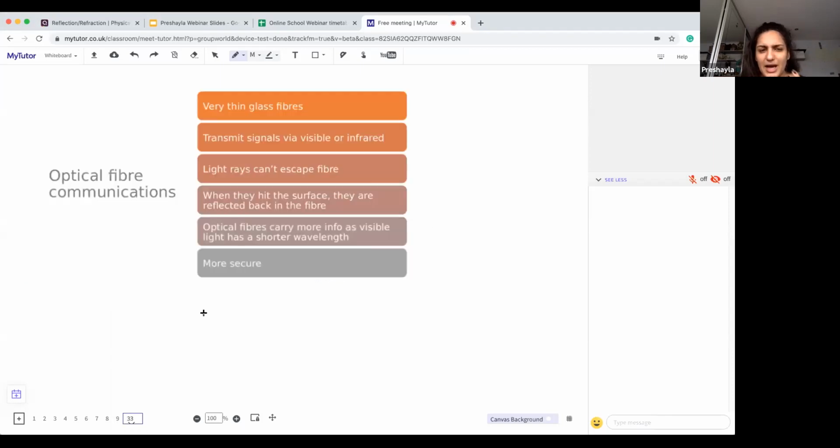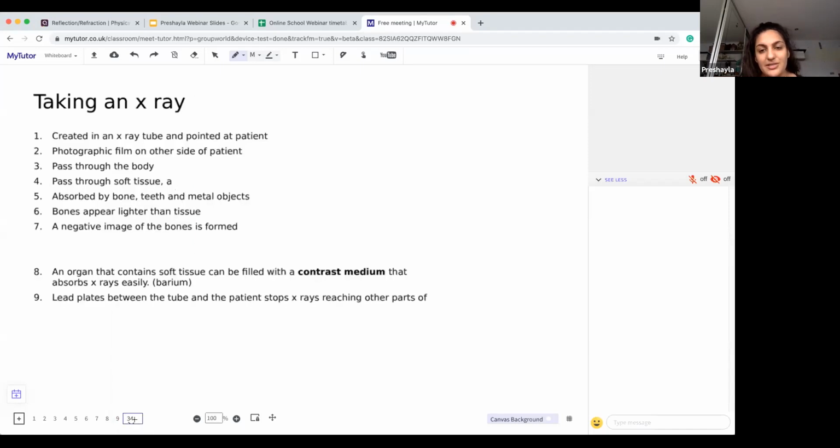And then we looked at the second half of the electromagnetic spectrum, using a microphone and how that uses X-rays, optical fiber communications, and then we looked at X-rays in medicine, so how do we take an X-ray, and talking about this idea of a negative image. So a negative image is basically what an X-ray does, and you point the X-ray tube at the patient and you have a film on the other side which will show the X-ray up.